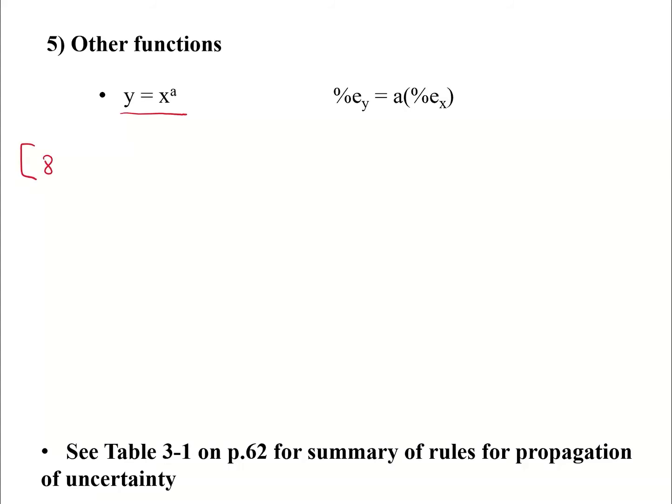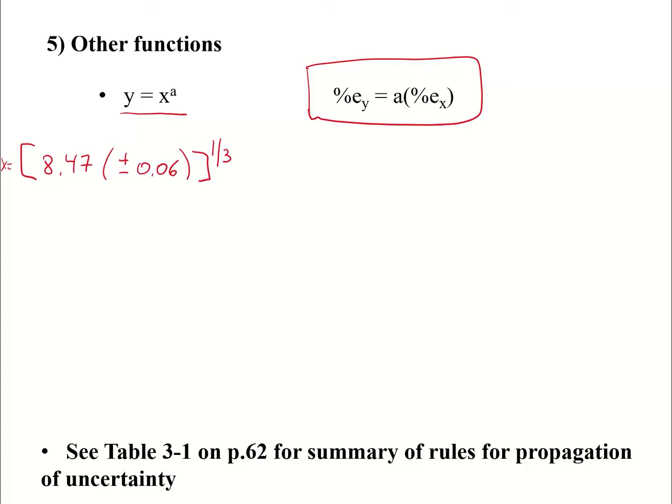So here's our x value, 8.47 plus minus 0.06, to the power of 1/3. On the right, I have the formula for percent uncertainty. So we will need to start with the percent uncertainty first and then calculate the absolute uncertainty. The formula is pretty easy. We just need to use the power a and multiply it by percent uncertainty in x.